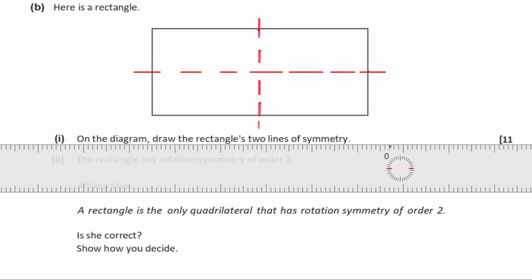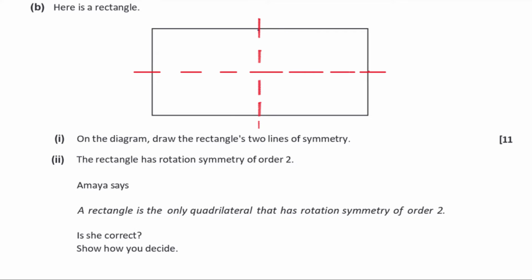Okay, and those are my two lines of symmetry. The rectangle has rotational symmetry of order 2. And Maya says a rectangle is the only quadrilateral that has a rotation symmetry of order 2. Is she correct? No, she's not. Because I can think of another one.